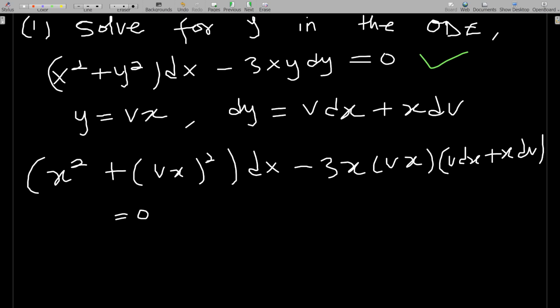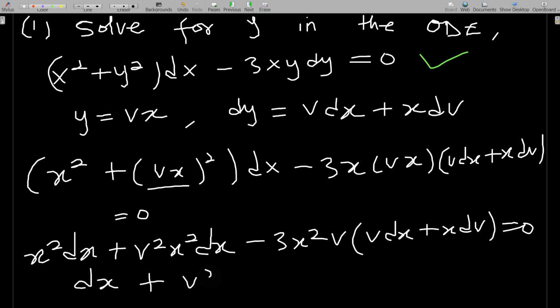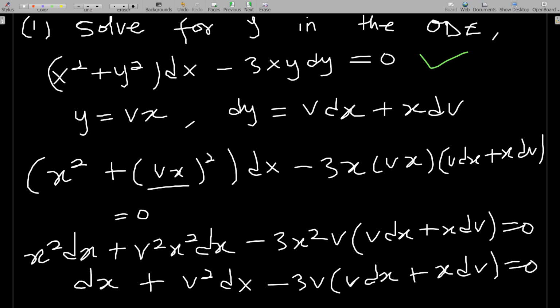So I have to just expand everything. I have x squared dx plus, when I square here, I'll get v squared x squared dx, then minus 3x squared v into v dx plus x dv equals 0. So if I divide through by x squared, there's an x squared here, here and here, so I just divide through by x squared, and I'll have dx plus v squared dx, minus 3v into v dx plus x dv. Let me multiply that 3v throughout. Let me write it for you. I want to simplify everything for you so that you don't get confused, and this is equal to 0.